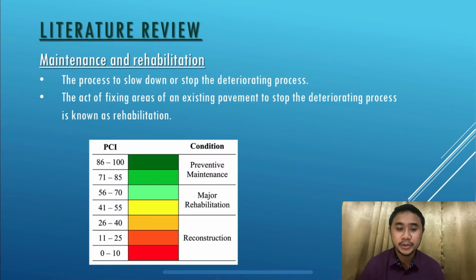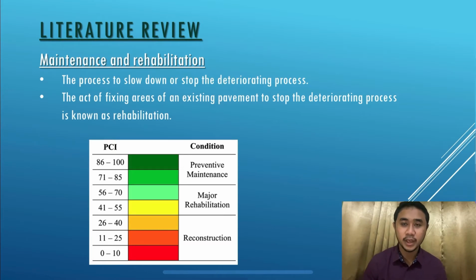Okay, we go to the maintenance and rehabilitation. After we have done the PCI process, we get the scale of the distress. This shows whether we need to do maintenance or rehabilitation. The process is to slow down or stop the deteriorating process. The act of fixing areas of an existing pavement to stop the deteriorating process is known as rehabilitation. So as we can see, this is a figure.